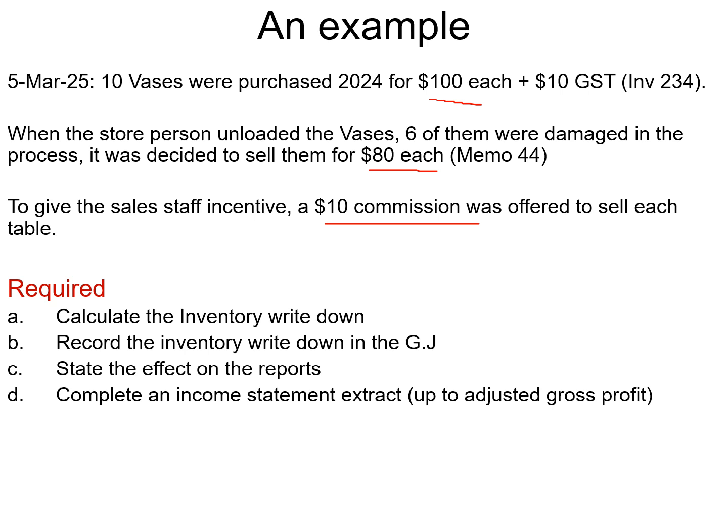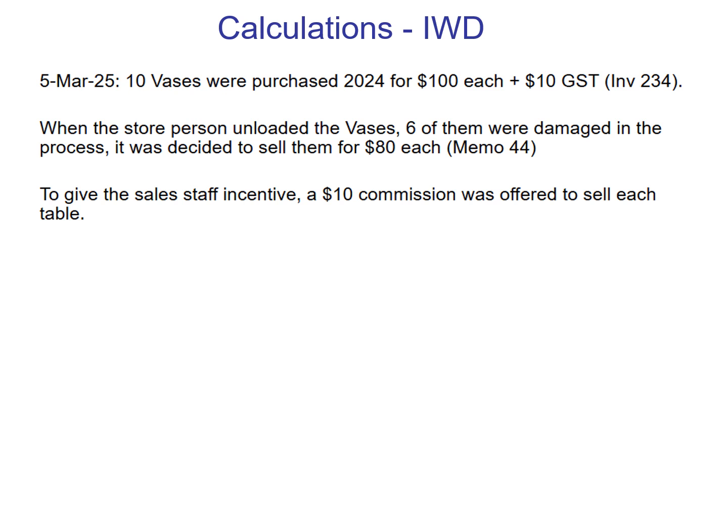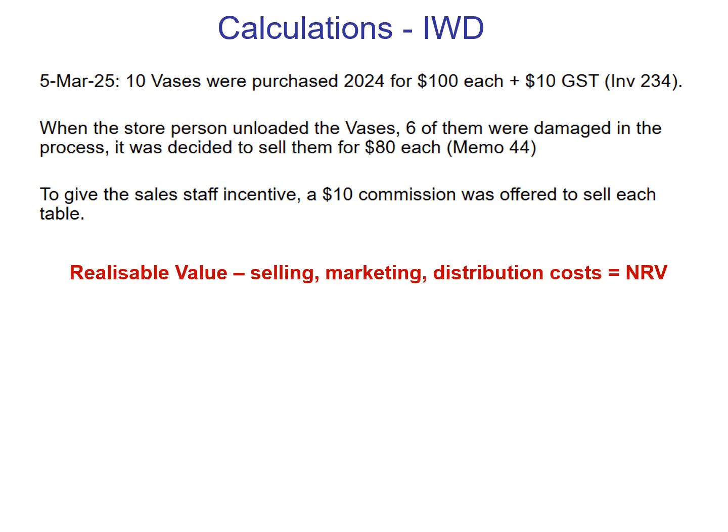So therefore, we're going to record an IWD in the GJ. We're going to identify the effects on the reports, and we're just going to complete an income statement extract. Given we need to do some calculations here, best to show our workings. Always useful to start with a formula if applicable, and it certainly is in this case.